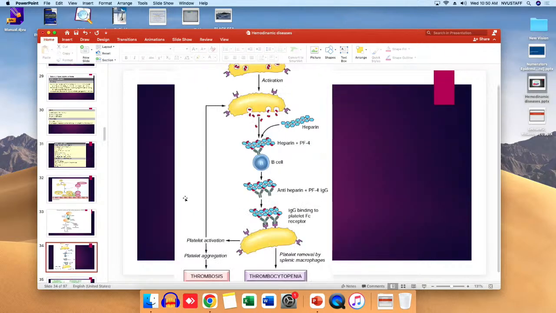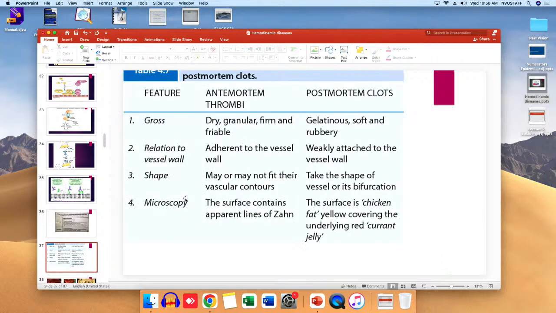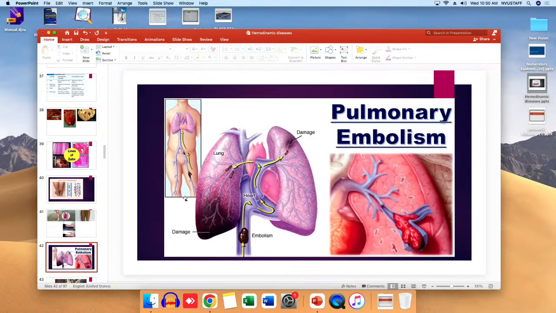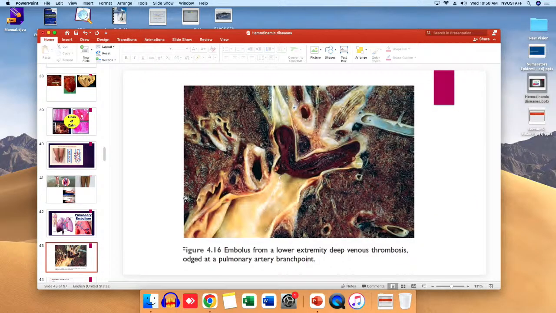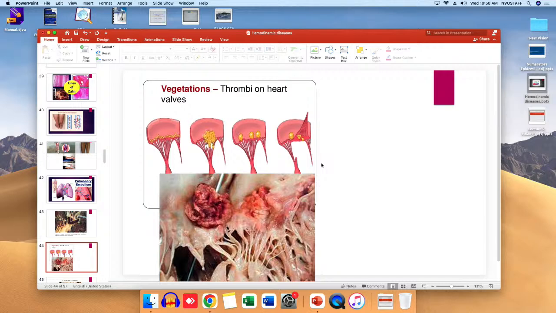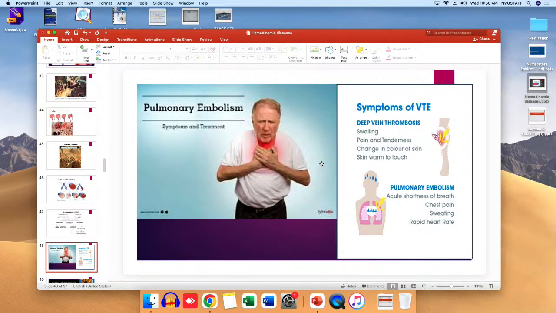I will discuss this in the next lecture. This is thromboemboli. This is a real picture of a saddle embolus in the lungs. This is pulmonary emboli, vegetations, fatal thrombus. Okay.